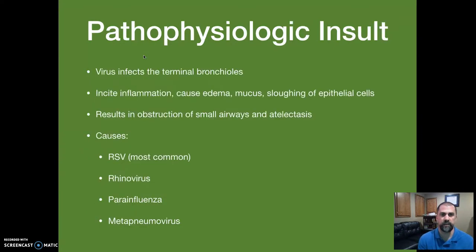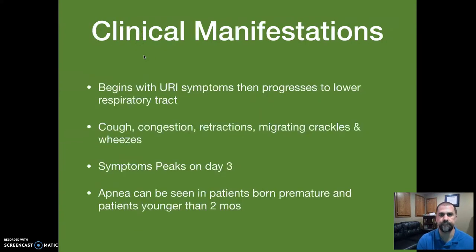So the pathophysiology behind this, the virus infects the terminal bronchioles. This causes inflammation, edema, mucus, sloughing of the epithelial cells, which then causes obstruction of the airways and atelectasis. The causes of bronchiolitis, RSV is the one you'll hear about the most and probably be tested on, but just know clinically that numerous viruses can cause it as well, such as rhinovirus, parainfluenza virus, and metapneumovirus.